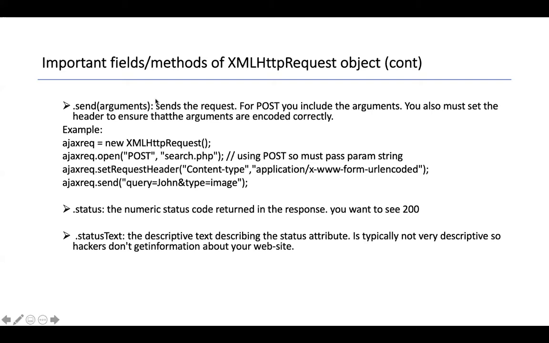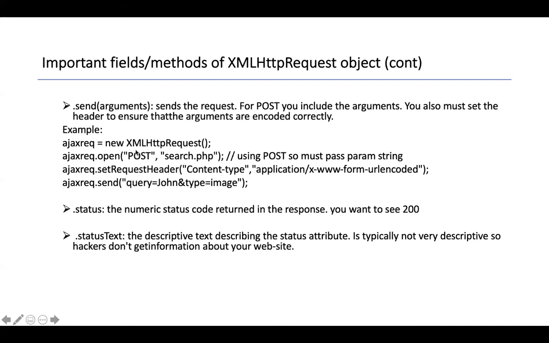Okay, then after the open, you actually initiate the request with the send command. And with a get method, you typically don't have arguments. With the post method, then you need to include the query string, which you see down here. With get, no arguments. With post, that's where the query string with the arguments is placed.